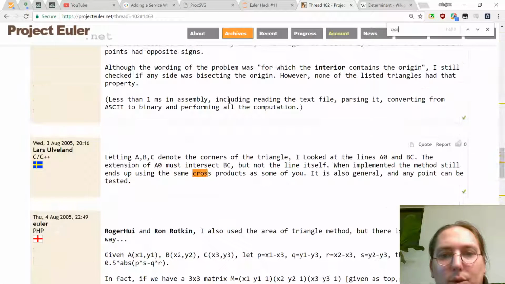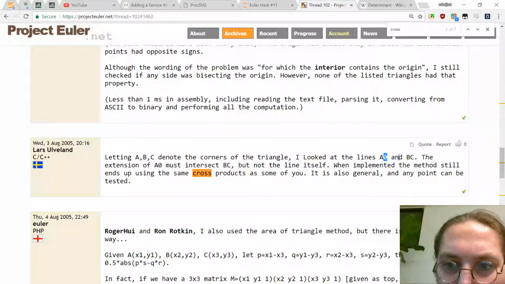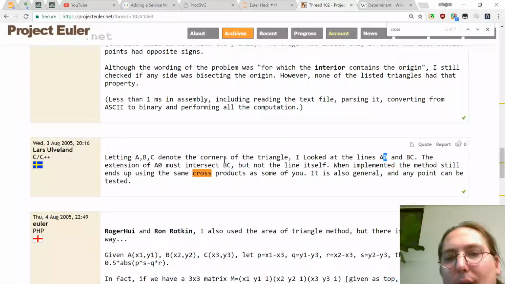Yeah, let's just do cross. So letting ABC denote the corners of the triangle, I look at the lines A0 and BC. Origin to A and BC. The extension of A to the origin must intersect BC. Still using the same cross product. I don't know. Doesn't help. Let's look at maybe this one.